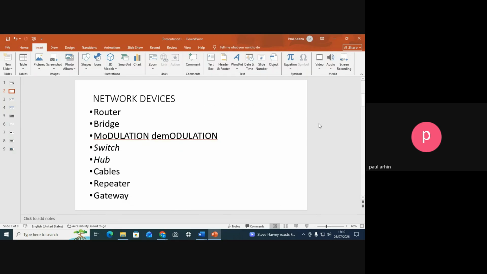The cables. Is the hand up? Richard, your hand's up.